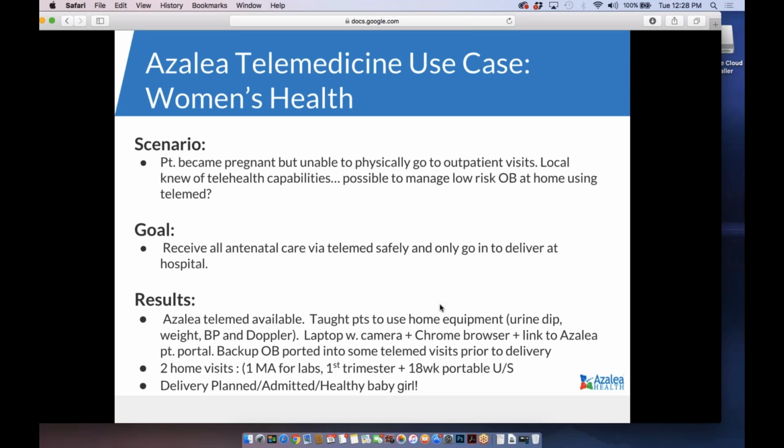And so what ultimately resulted was that using the Azalea telemedicine solution, the patient was taught to use the appropriate home equipment, had access to a laptop with a camera, a specific browser, and a link to the Azalea patient portal. And during the course of those telemedicine visits, a backup OB would port into some of those visits prior to delivery to offer additional commentary. 2 home visits were completed during the course of the pregnancy, labs in the first trimester, and an 18-week visit with the portable ultrasound for the midpoint ultrasound gender determinations. And ultimately what resulted was a fully planned delivery admittance and the delivery of a healthy baby girl. Start to finish, this patient was treated with telemedicine, and we just thought it was such an interesting case that we would share it as one example for women's telehealth.